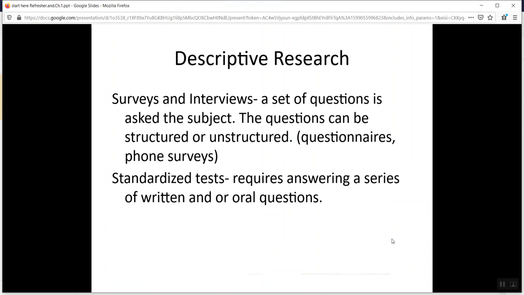Other types of descriptive research: surveys and interviews. These can be structured interviews or unstructured, things like questionnaires, phone surveys. We've all gotten those phone calls. But they are very useful at gathering large amounts of information, as well as standardized tests, which many of us have taken. It's a quick and easy way to gather a lot of information. But again, it doesn't allow us to make any connections or draw any conclusions. Many times descriptive research is the first stage of an overall research study, just to gather information.